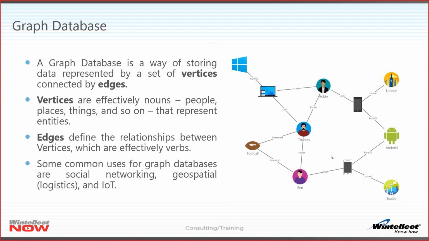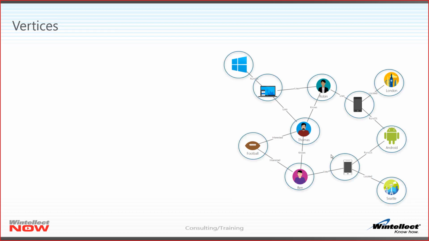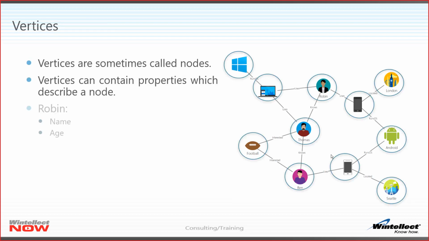IoT is one way to represent the objects in a graph database. Vertices are all these objects I have surrounded here. And again, they can have properties. So Robin has a name and an age. Laptop has RAM, CPU, and resolution. And I can express all of these as properties inside of my vertices inside of Cosmos DB.